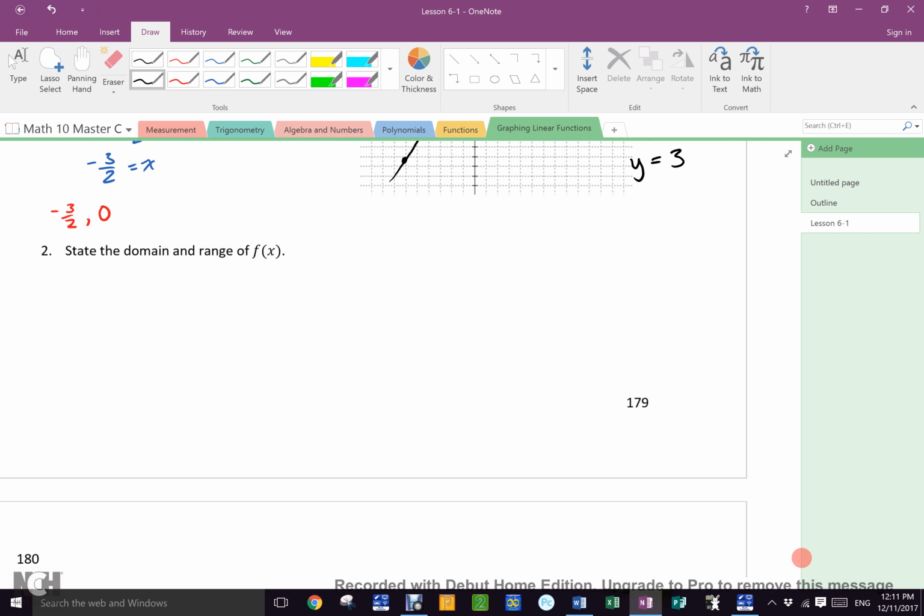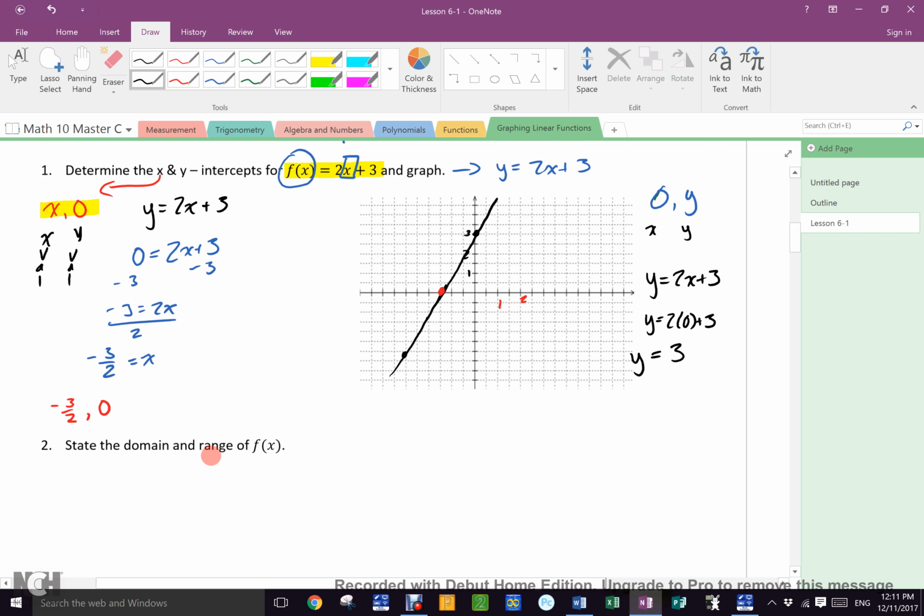Just to remind you from last day, or last unit, what would the domain and range be? We've already talked about it. How far to the right is this line going to go? Forever. How far to the left? Forever. So what's the domain? X is a set of real numbers. Because I can put in every single number, can't I? What is the range? Same thing. Y is a set of real numbers because it's going to go up and down forever.